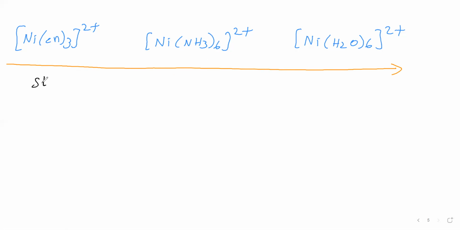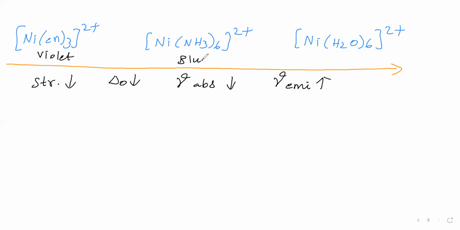The strength of the ligand decreases if we go like this. Therefore, crystal field splitting energy decreases. Therefore, frequency of light absorbed decreases. Therefore, frequency of light emitted increases. So what is the color you see? It is violet color. It is blue color. It is green color. So the complex is appearing in so and so colors.